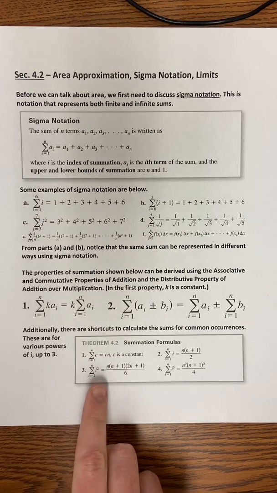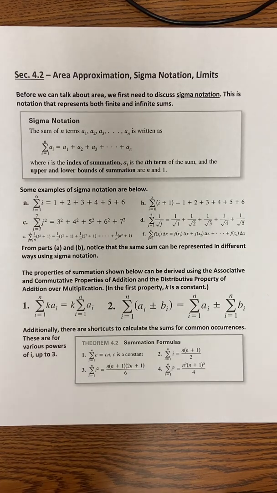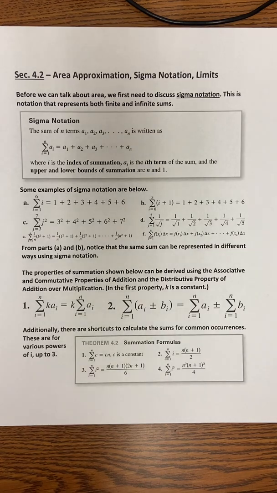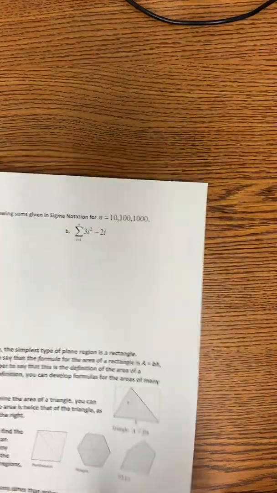And these are for i squared, n times n plus 1 times 2n plus 1 over 6. And then i cubed is n squared times n plus 1 squared over 4. And so we can use these things to approximate sums that are just probably generally too annoying to deal with otherwise.